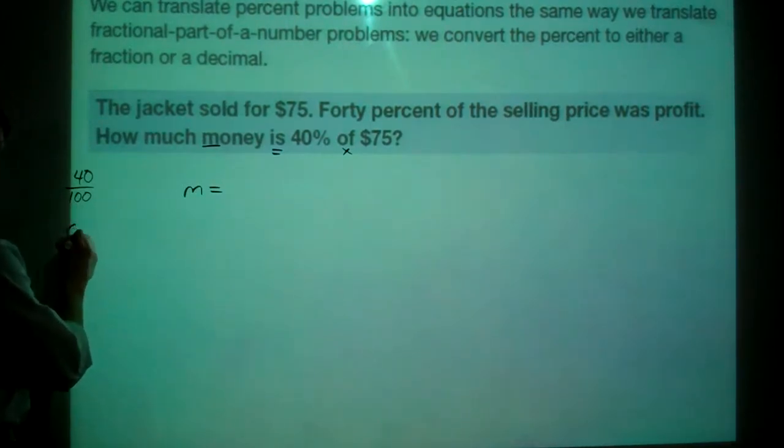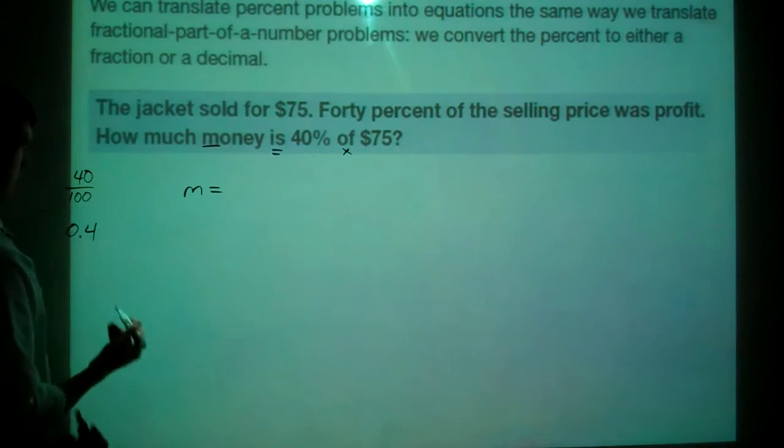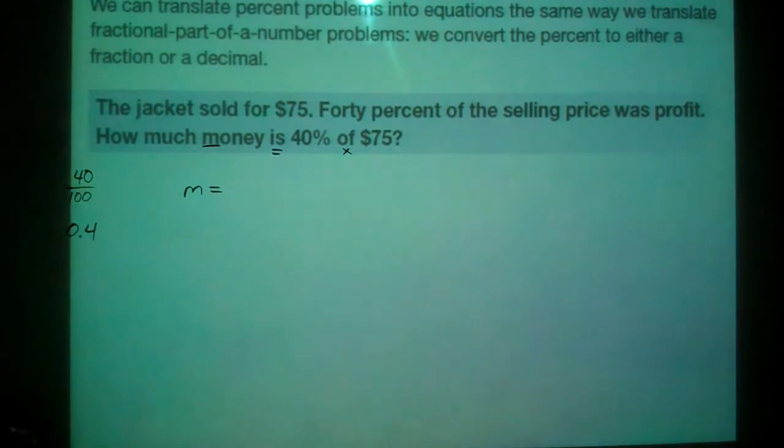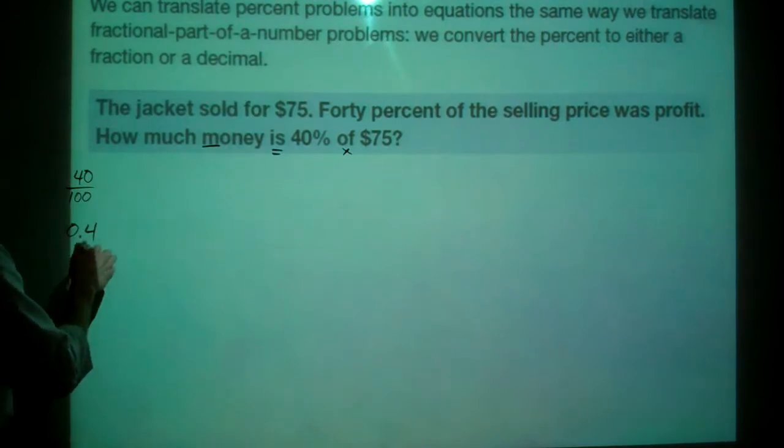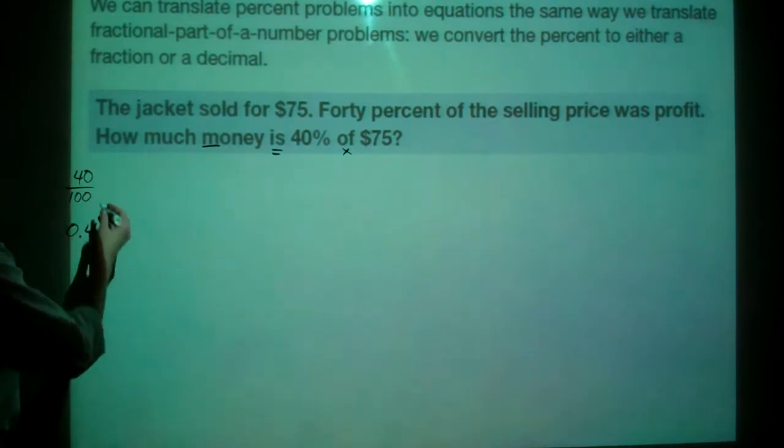And as a decimal it's 0.4. So as we get used to these, we'll decide whether it's better to turn it into a fraction or a decimal. Here I'm going to erase this. Let's reduce this first and see if it's not better than 0.4.